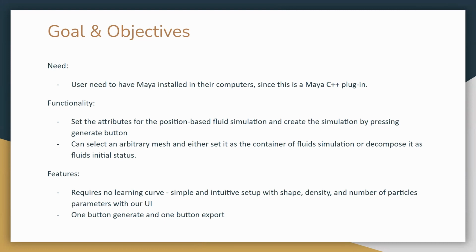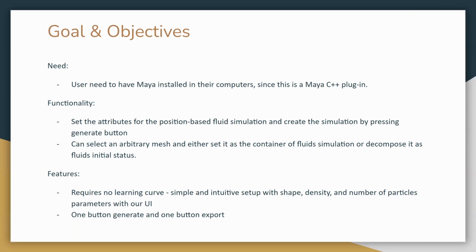The first part is that you can set the attributes for the position-based fluid simulation and create the simulation by just pressing the generate button. The second part is that you can select an arbitrary mesh and either set it as the container of the fluid simulation or decompose it as the fluid's initial state.